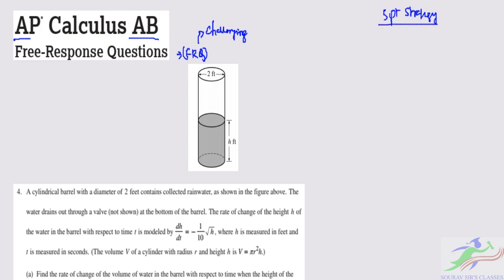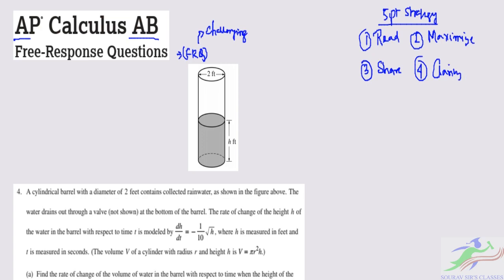This 5-point strategy, we'll just mention the 5 points, but to work on it you have to do a lot of practice. Point number 1, read each question carefully. Point number 2, you have to maximize your points on the multiple part question. Point number 3, you have to share your thought process. What is your approach in solving this problem? Point number 4 is your clarity and conciseness, how clear you are about how to solve the problem. And point 5 is the proper usage of penmanship.